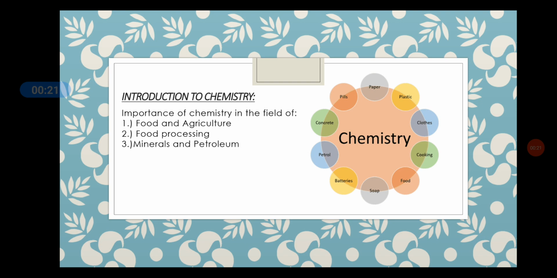Now, see the diagram which is given over here. Because of chemistry, we are able to get paper, plastic, clothes, cooking items or utensils, food, soap, batteries, petrol, concrete, pills or medicines. So all these things are products of chemistry. We will learn about all these things, how they have been developed from chemistry, or how chemistry is helping us in our day-to-day life.